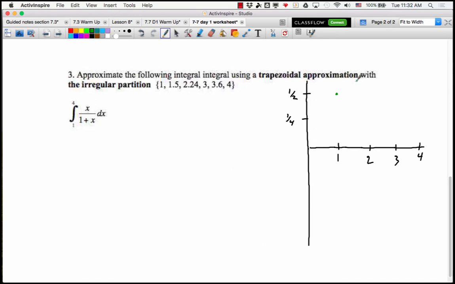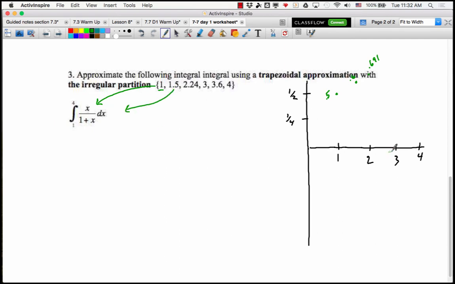I gotta run out of space. So we got 0.5, 0.6. All right, how about a 2.24? 0.691. All I'm doing, ladies and gentlemen, is I'm taking these values, all of these are x coordinates, I plug it into the function. Okay, over and over again, I'm getting the heights.